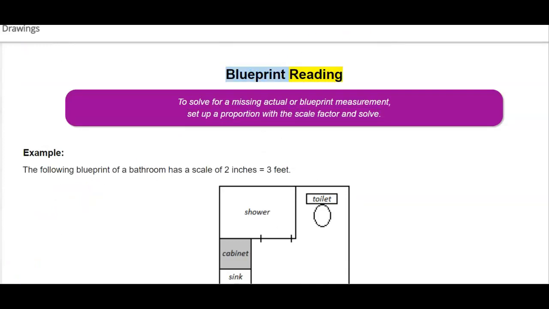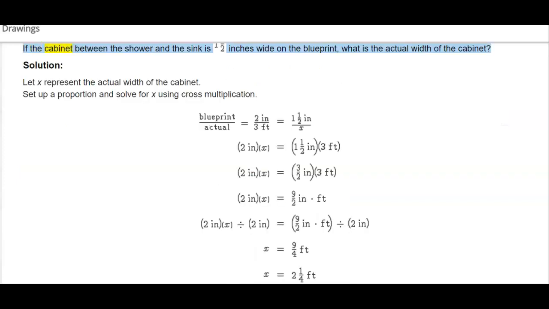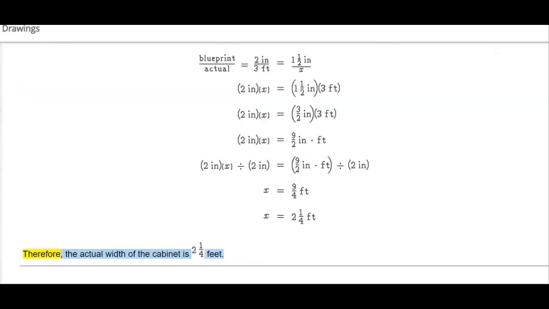Blueprint reading. To solve for a missing actual or blueprint measurement, set up a proportion with the scale factor and solve. Example. The following blueprint of a bathroom has a scale of 2 inches equals 3 feet. If the cabinet between the shower and the sink is inches wide on the blueprint, what is the actual width of the cabinet? Solution. Let x represent the actual width of the cabinet. Set up a proportion and solve for x using cross multiplication. Therefore, the actual width of the cabinet is feet.